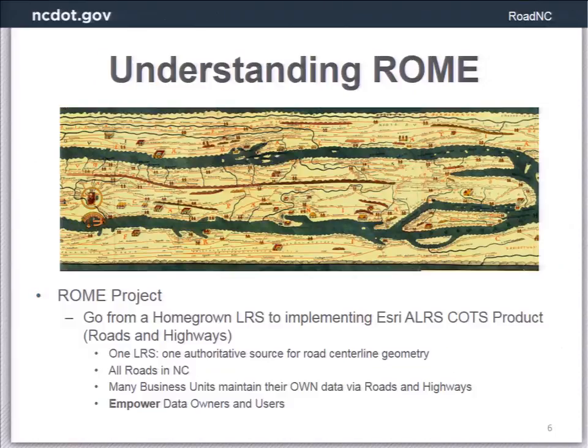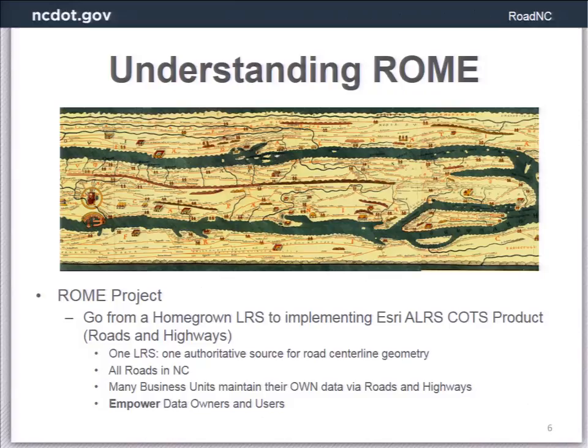So, to talk about linear referencing, I'm going to talk a little bit about our Rome project. That's our implementation of ESRI's COTS product, Roads and Highways. North Carolina DOT had a linear referencing system that was complex and homegrown, and we decided we wanted to move to a more out-of-the-box COTS solution, and maybe someday we will.